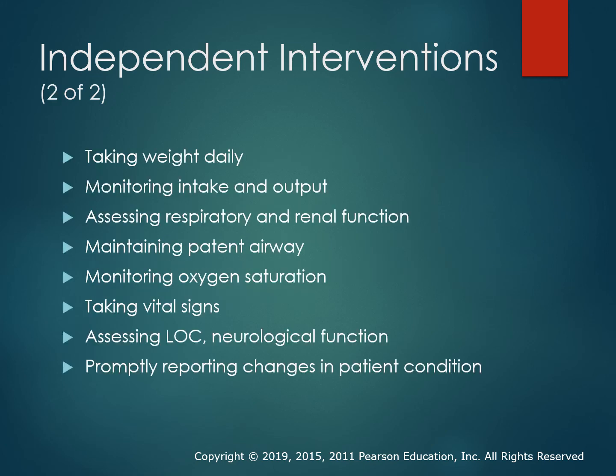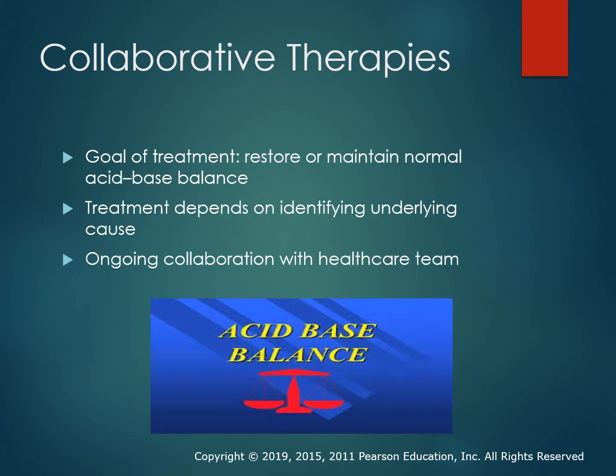Some of the things we want to look at is taking a daily weight, monitoring their I&O, assessing respiratory and renal function. Remember, if the respiratory rate is below 12, we have a problem. Maintaining a patent airway, monitoring oxygen saturation, taking the vital signs. Do we have increased respiratory rate, decreased respiratory rate, tachycardia? Assess level of consciousness and neurological function. Are there changes? And promptly reporting changes to the healthcare provider.